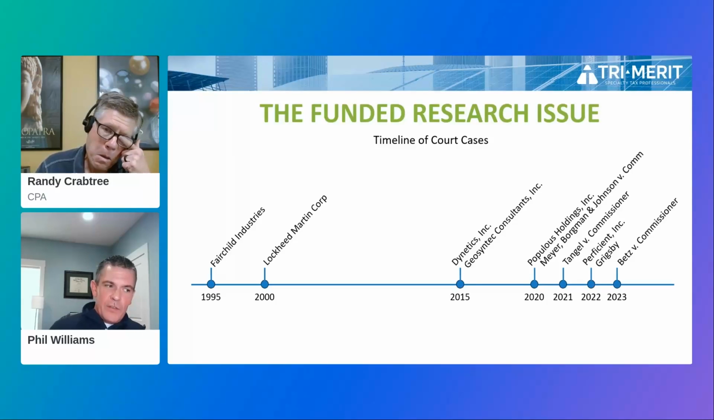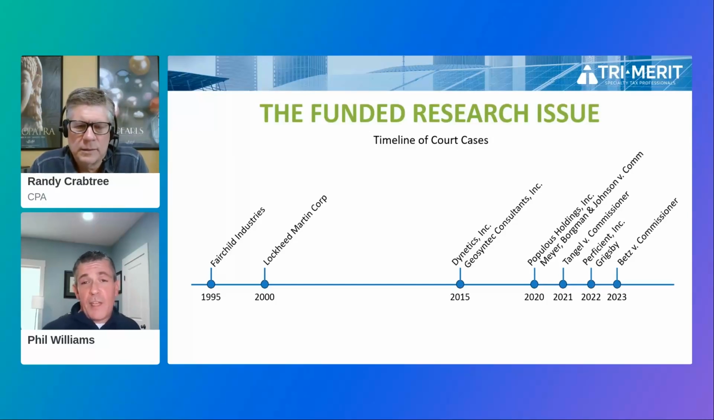Fast forward 5 more years, Populous Holdings came out. Populous Holdings was very, very taxpayer friendly. It was taxpayer friendly to the point where if you read through it, you get to the end and you're like, I don't know how the court even concluded that, because they kind of piled on things against the taxpayer until the very end. They're like, yeah, and you win. But you also had Meyer, Borg, and Johnson.